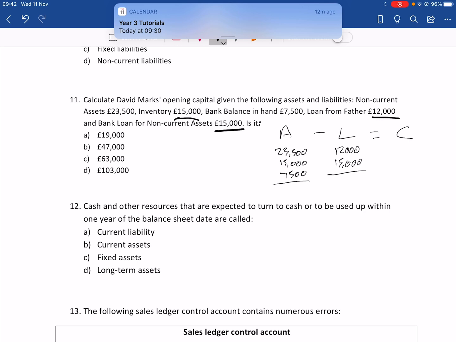So I've done this before, but let me do the calculation. So you've got 23,500 plus 15,000 plus 7,500, which means we've got £46,000 worth of assets. So 12 and 15 is 27,000. So that should be a line there.